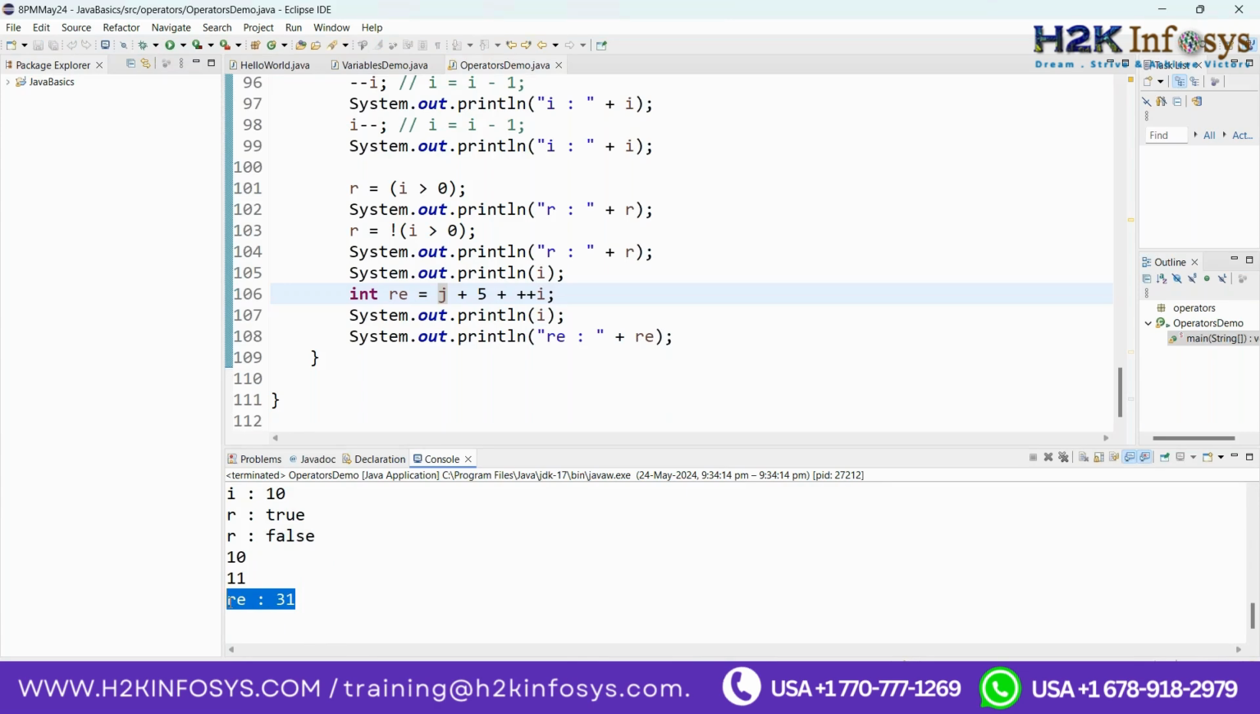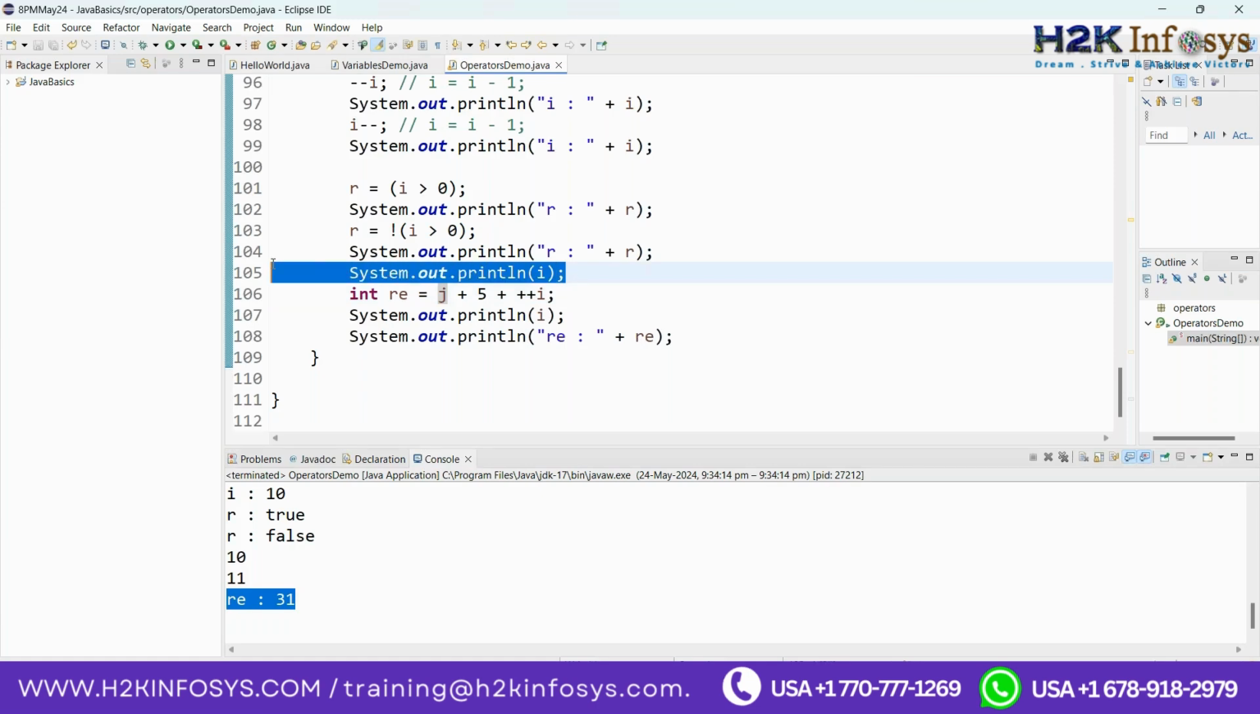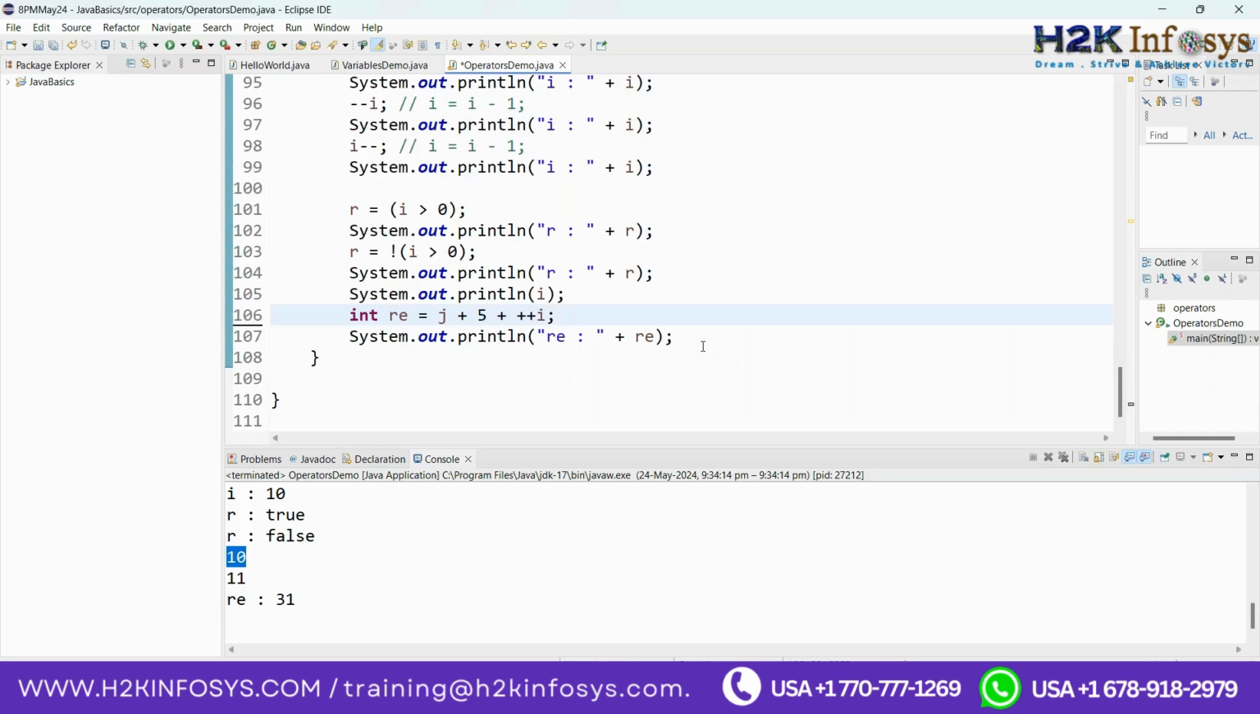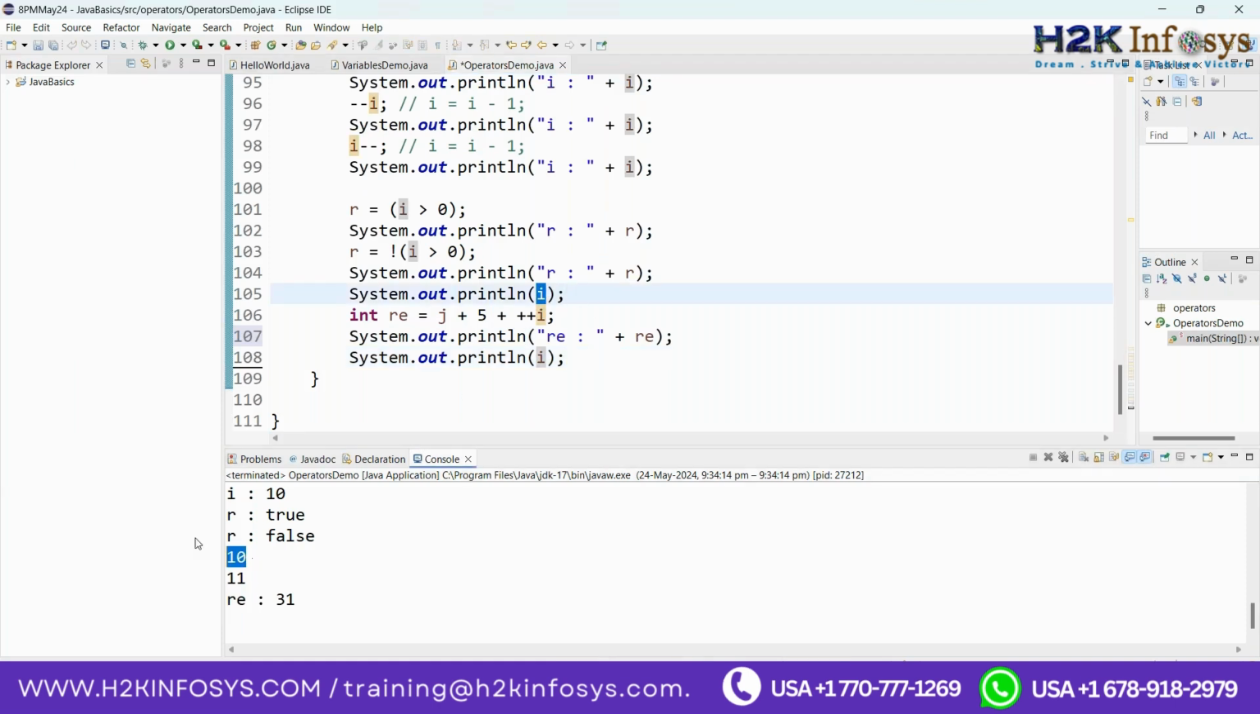31. Okay, 31. Why is it? See, actually the i value here is 10, correct? Yes. The i value here is 10. Perfect. Now here the result is 31.